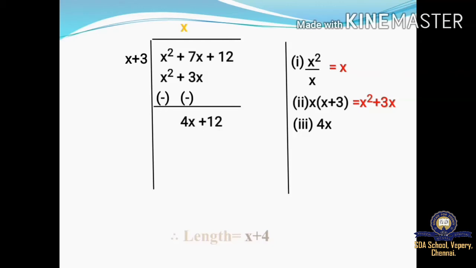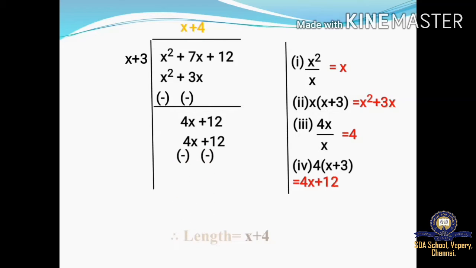What will happen? Again, take out 4x and divide it by x. What answer will you get? You will get the answer as 4. Now write that 4 over there, in the numerator, in the quotient's place. Then multiply that 4 with x plus 3. What answer will you get? 4x plus 12. Now write that 4x plus 12 over here. Okay, then change the sign and subtract. So you'll be left with 0 as the remainder.